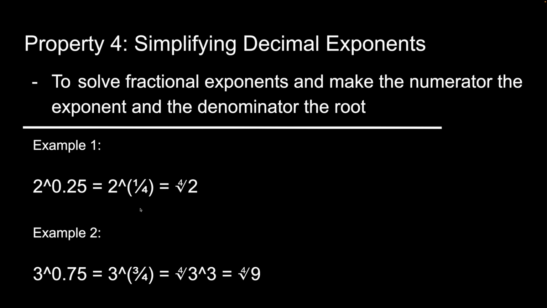Our second example here is 3 to the power of 0.75, which is rewritten as 3 to the power of 3 over 4, and we use this 3 as the exponent, and we use this 4 as the index. So this becomes 3 cubed to the 4th root, or the 4th root of 3 cubed, and because 3 cubed is 27, the answer would be the 4th root of 27.